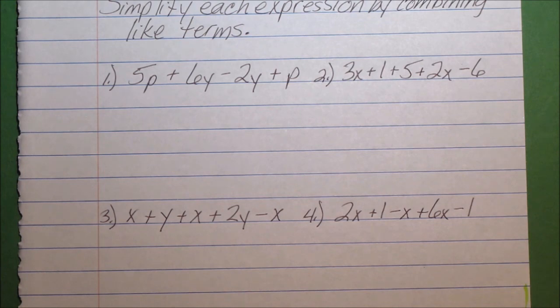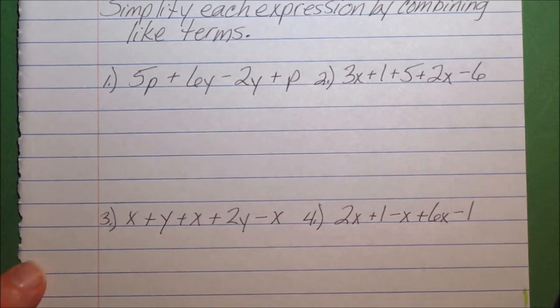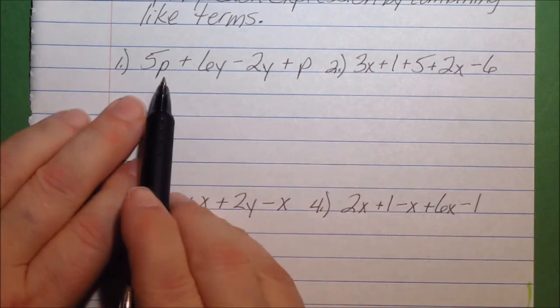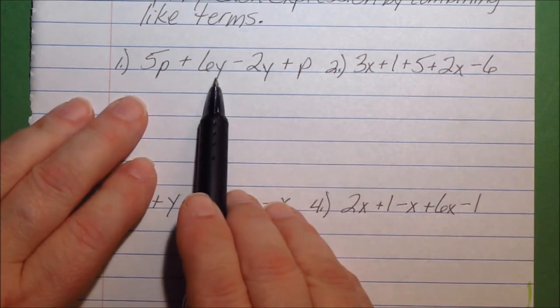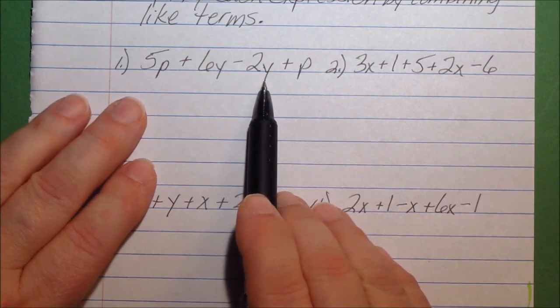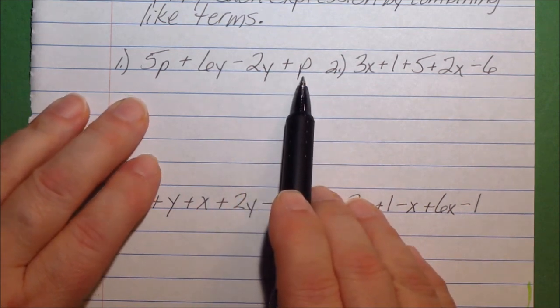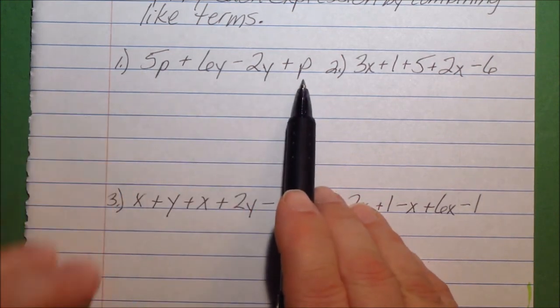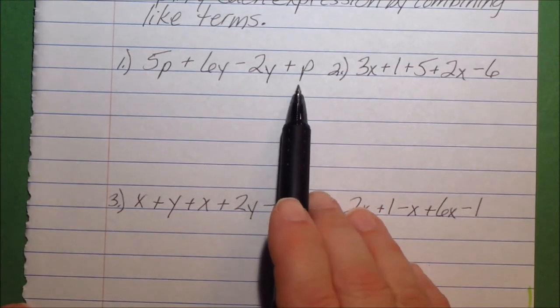Number 1, I'm going to start by looking at the first term. The first term here is 5p. Do I have any like terms? That has a variable of y, that's not a like term. Variable of y, not a like term. There's a p right there. So I would have 5 plus, well, plus what? There's no number in front of that p.